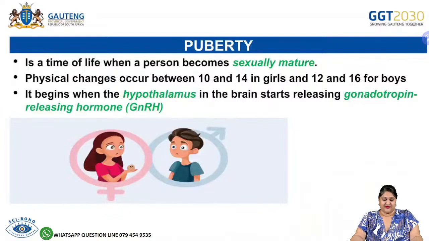Right, now we move on to puberty. It's a time of life when a person becomes sexually mature. Physical changes occur between ages 10 and 14 in girls and ages 12 and 16 in boys. It begins when the hypothalamus in the brain starts to release a hormone which is called gonadotropin releasing hormone. Okay, so at age 10 or 11 or 12 it differs. As you can see, there's a range there. The hypothalamus in the brain is going to start releasing a hormone, and that's going to trigger the onset of puberty.